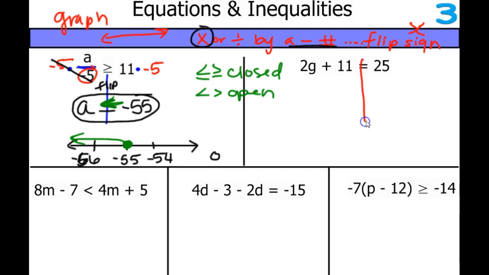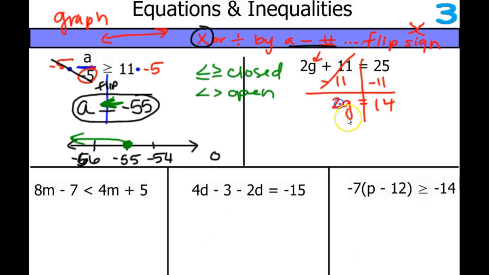All right, this one's just an equation, so we can just solve it. We want to get g by itself. We're undoing the order of operations. We're going to get rid of adding and subtracting first, so subtract 11. So we have 2g equal to, and if I subtract here, 2 minus 1 is 1. 5 minus 1 is 4, so we get 14.